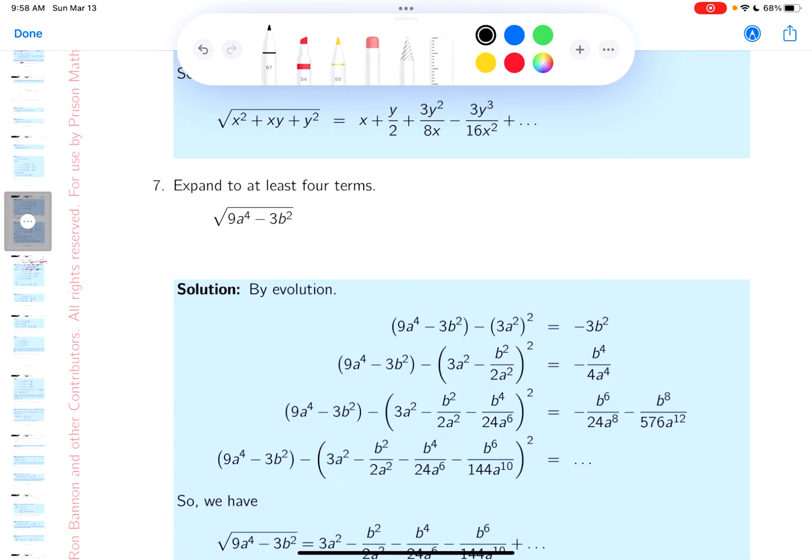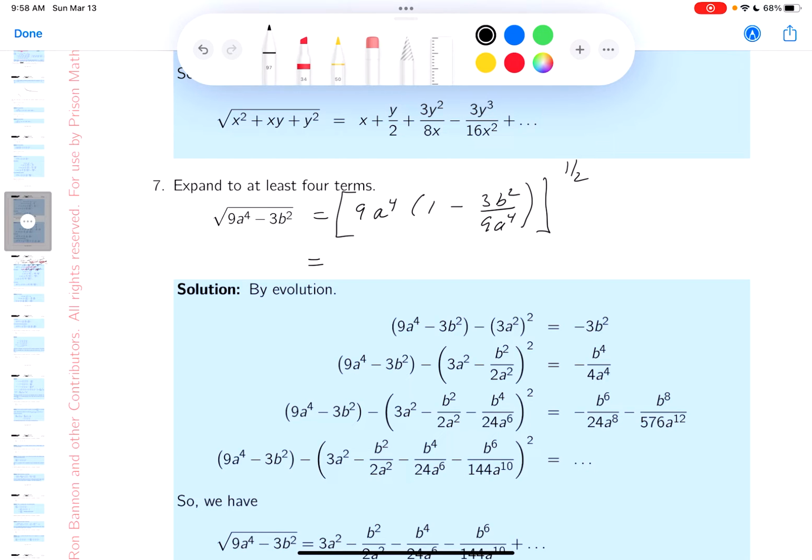I'm going to do this by formula, and I'm going to factor out a 9a^4. That would be 1 minus 3b squared over 9a^4. I'll reduce that in a moment. This is raised to the 1/2 power. So what do you get there?